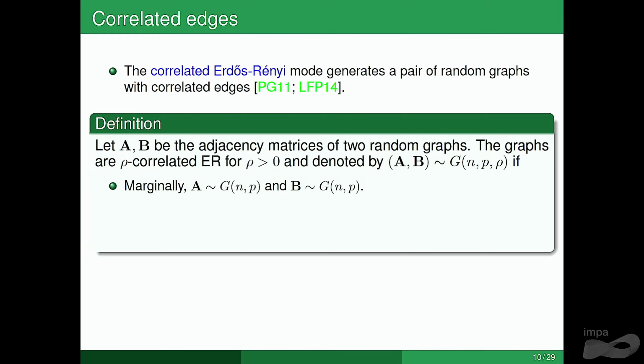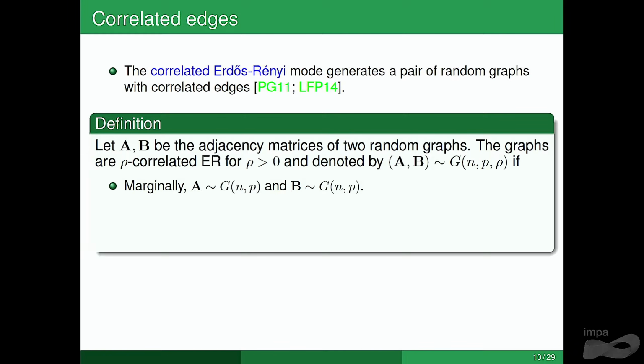In the correlated Erdős-Rényi model, the basic idea is that we're going to generate two Erdős-Rényi graphs with some correlation parameter rho. We're generally going to take rho greater than 0, meaning that the edges are going to be positively correlated. In principle, it's possible to take rho less than 0, but then we need to look at the inverse of the graph, or the non-edges of the graph. But for simplicity, we're going to assume that rho is positive.